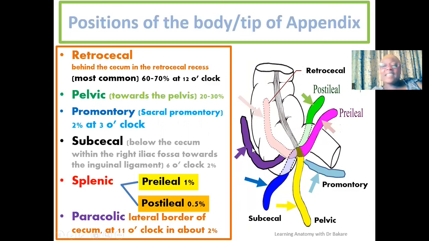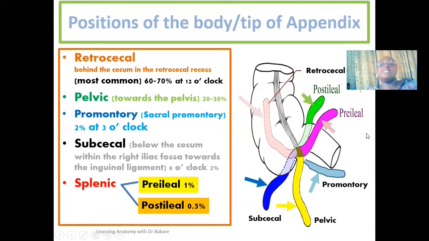And this is seen at the 11 o'clock position. It is also seen in about 2% of individuals. So we can see the different positions that the body and also the tip of the appendix can take when we know that the base is fixed. So from the base, you see that it is located at one point, which is the posteromedial wall of the cecum, as shown here in this image. Then after the emergence from the base, we have the body and the tip, which can assume different positions around the cecum. And this is what we've established with this slide.